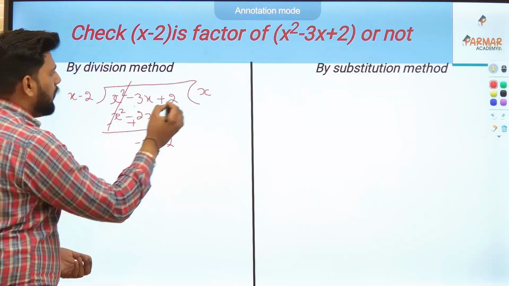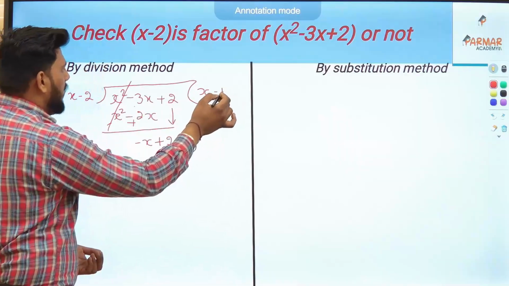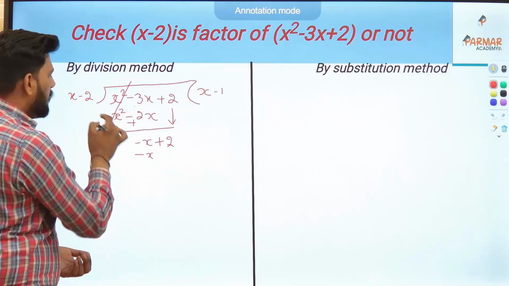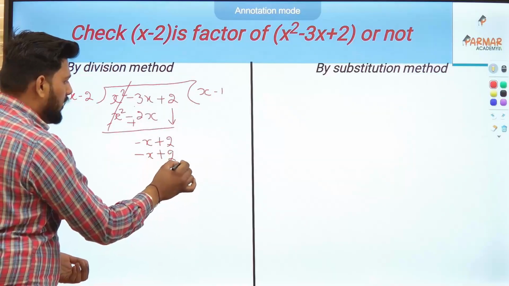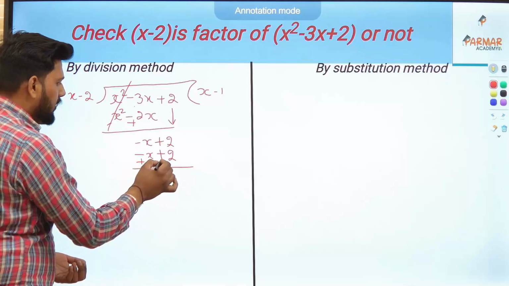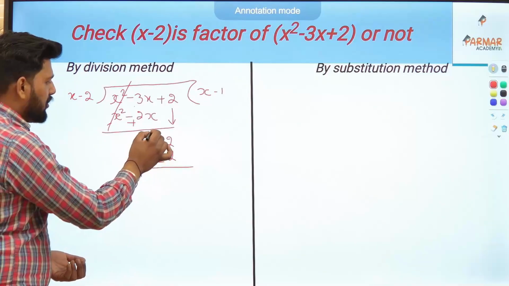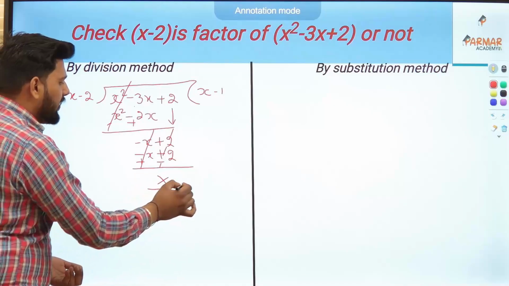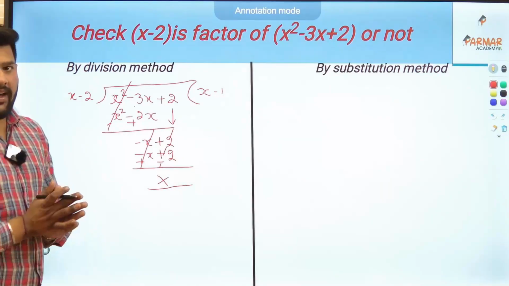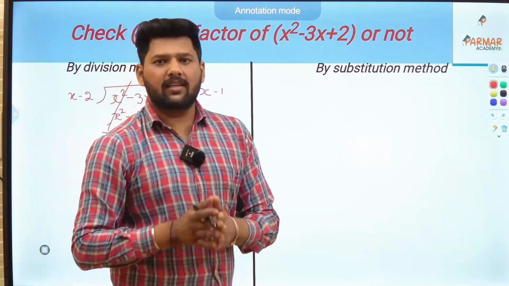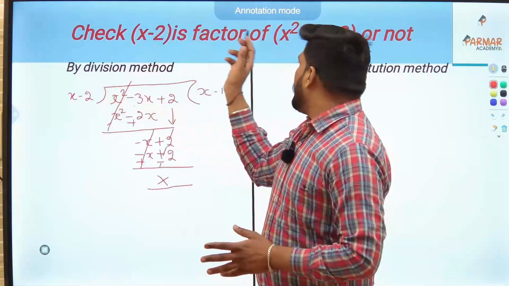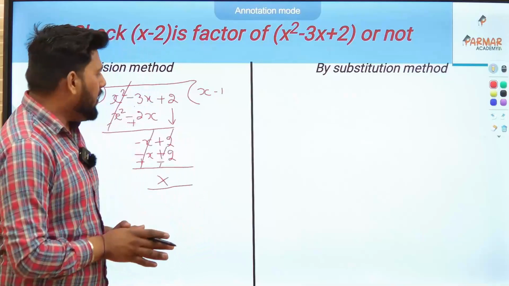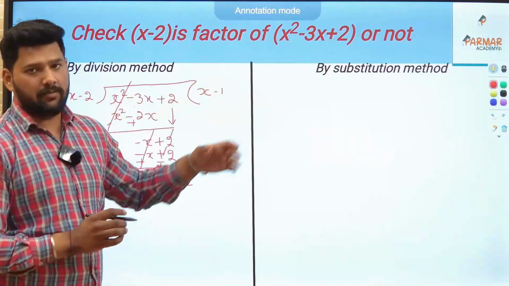Now multiply the polynomial by minus 1. Minus 1 into x is minus x. Minus 1 into minus 2 is plus 2. Again change the sign. That minus x is cancelled out with plus x and plus 2 is cancelled out with minus x. So at the end we will get the remainder 0. Here the remainder is 0, which means x minus 2 is a factor of x square minus 3x plus 2. Now again we will check this by another method.